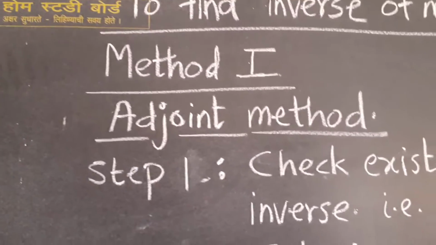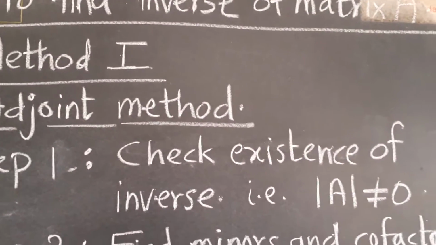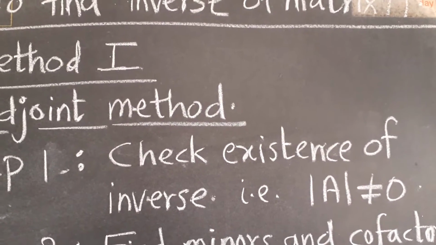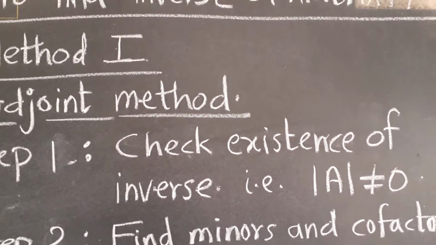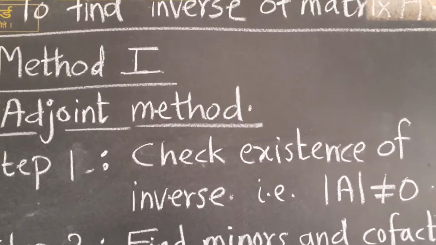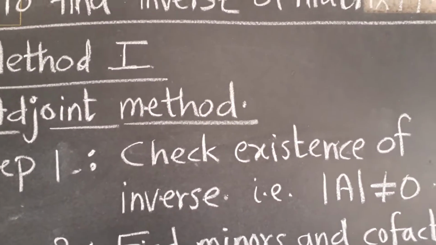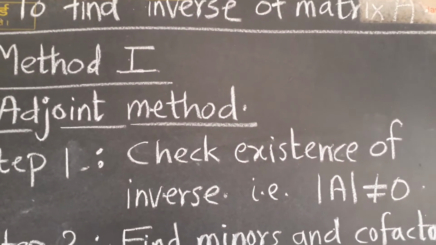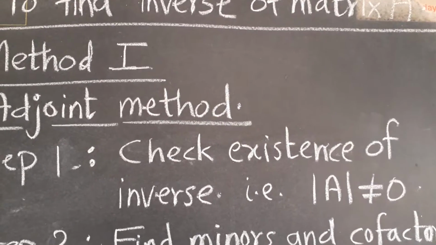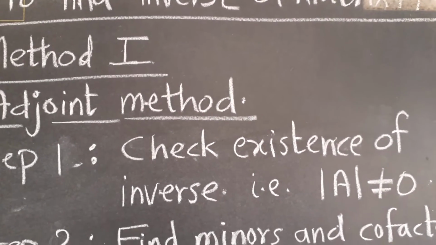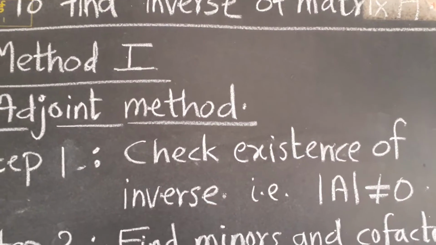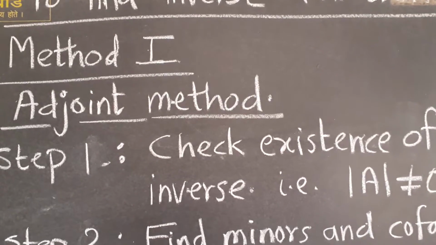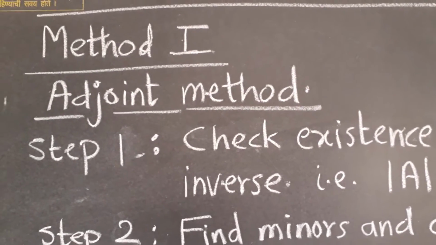Step 1 is to check the existence of the inverse of the matrix. That is, we are going to find out whether the matrix is non-singular, that is, the value of the determinant of the matrix is not equal to 0. That will tell us that the inverse of the matrix exists.